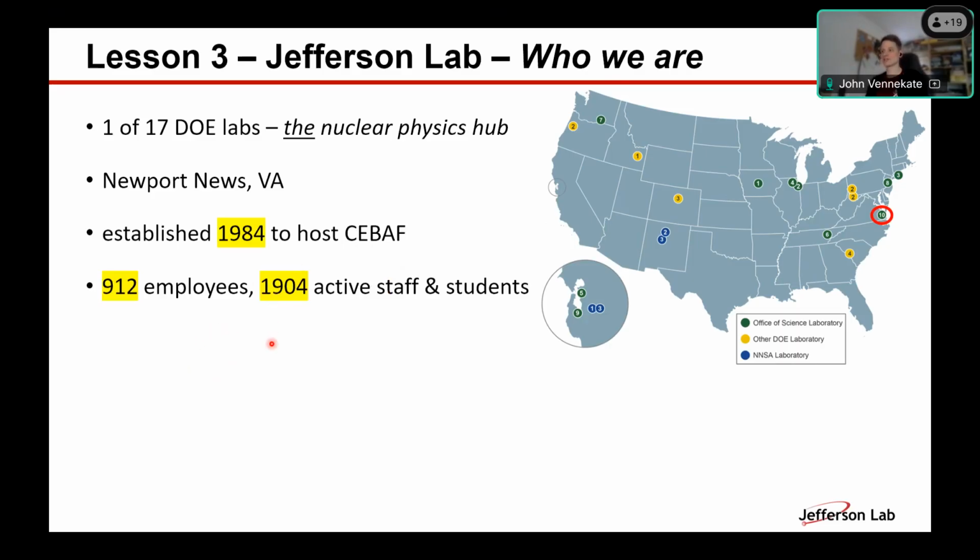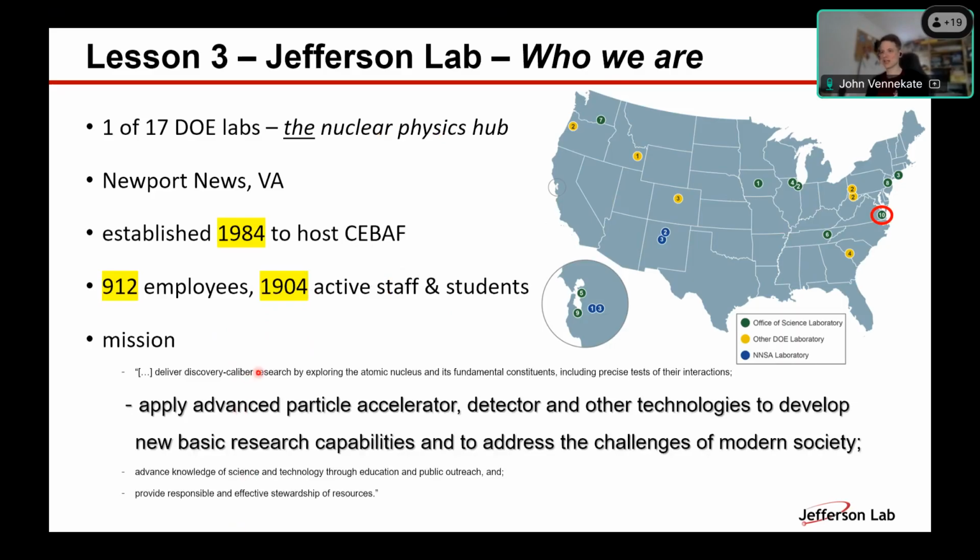Over 1,900 active staff and students, lots of grad students that produce their PhDs in nuclear physics with experiments at our machine. And our main mission, you can quote from the website, has multiple elements to it. I got them all down here, but I want to really highlight this center one, because we have the mission to apply advanced particle accelerator technology, detector and other technologies to develop new basic research capabilities. That is basically CEBAF, the nuclear physics discovery machine we're operating and maintaining, but also to address the challenges of modern society.